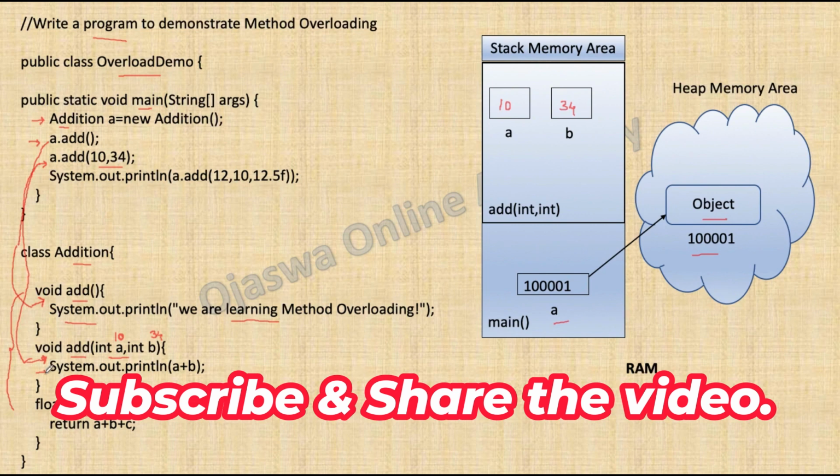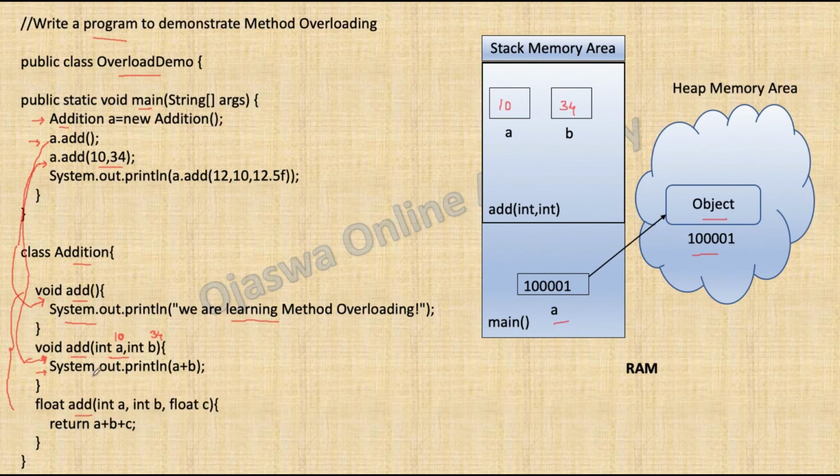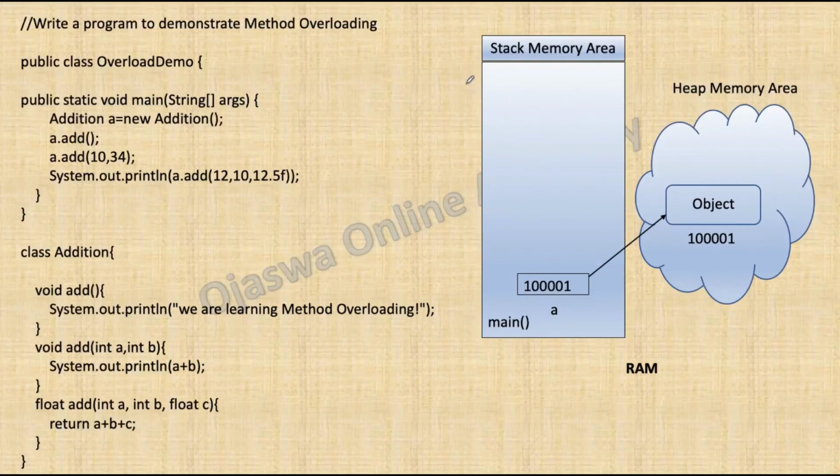Then the control comes inside, the code inside is executed, system.out.println, and we are printing the addition of two integers, 10 plus 34. Hence the value 44 will be directly printed to the console. So the output looks like this. The add method with no parameters prints "We are learning method overloading" to the console, and the add method with two integer parameters prints A plus B, that is 10 plus 34, that is 44, to the console. Now after this execution, the control will go back and the memory from the stack allocated for the local variables will be released.